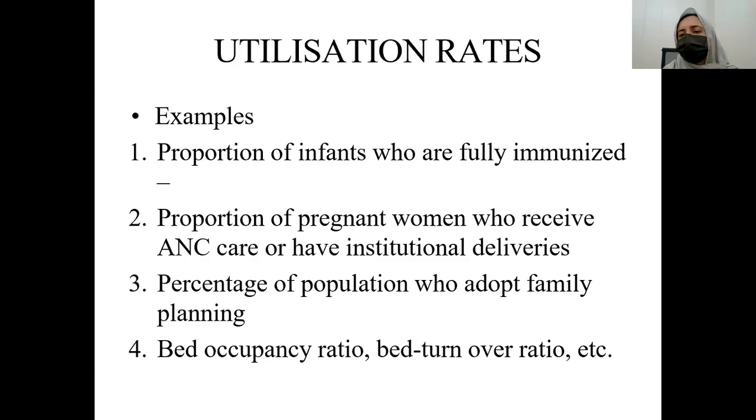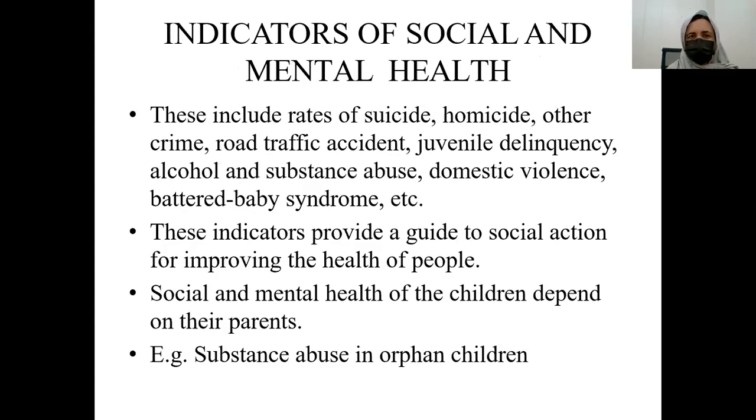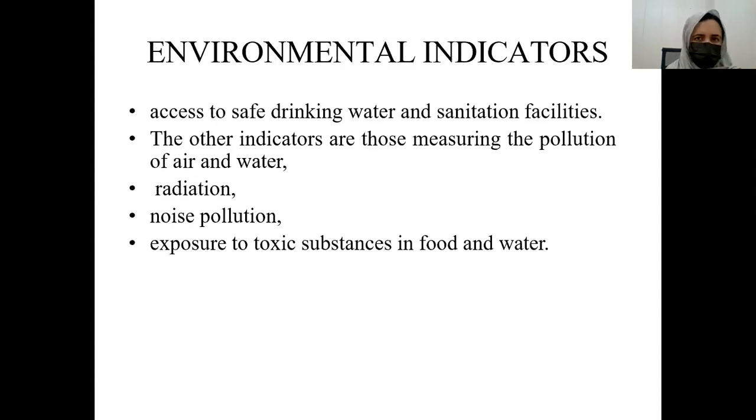But how much are they being used? This would be the utilization rate. Indicators of social and mental health. Okay, we have a number of them. There are environmental indicators. Within environmental indicators, if you want to look at them from a health perspective, one very important is provision of safe drinking water.